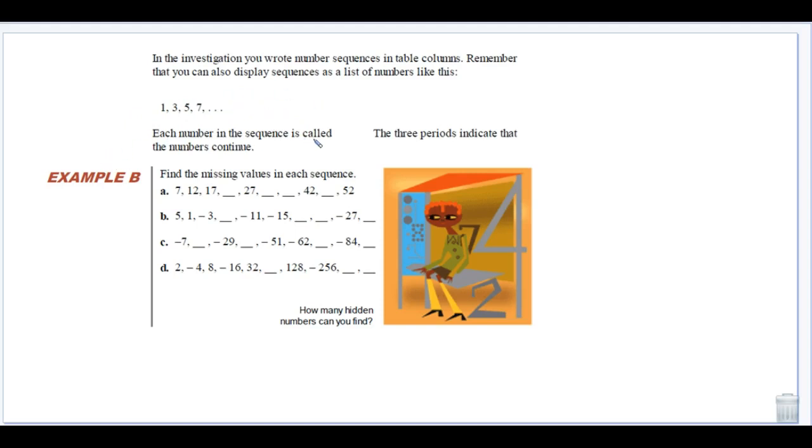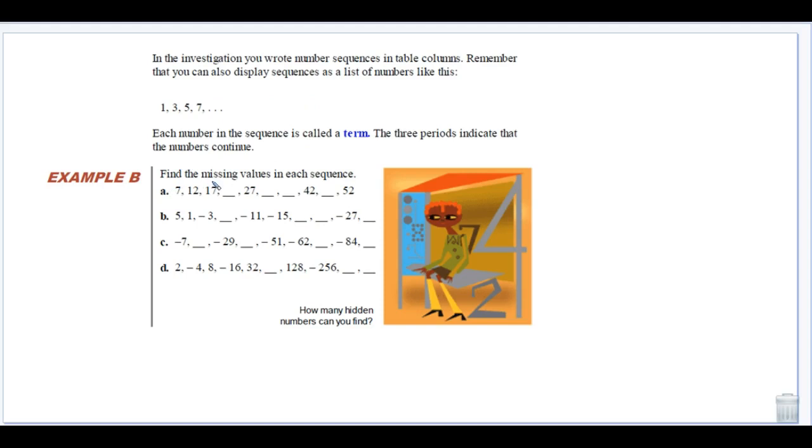So each number in the sequence is called blank, and the 3 periods indicate the numbers continue. So what is that blank? What are they called? They're called a term. Each number in the sequence is called a term, and the 3 periods indicate the numbers continue. So we just know that this continues on for a very long time.